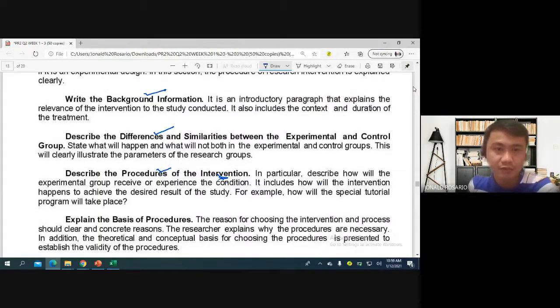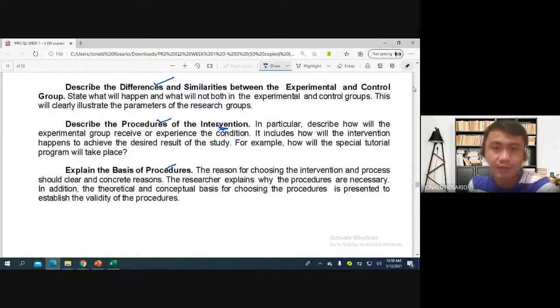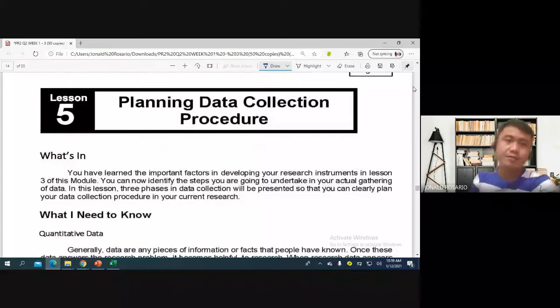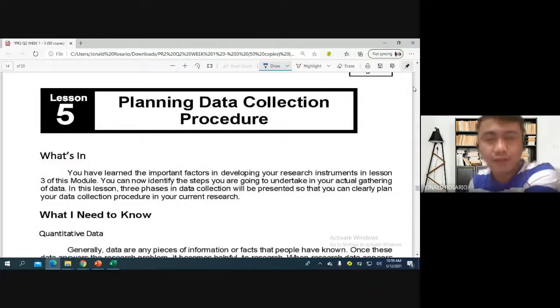Explain din yung procedure. Explain the basis of procedure. Ano yung basis? Anong reason? Kung bakit ito, the reason for choosing the intervention and process should be clear and concrete. And okay, next one, last one. Hindi ko na masyadong diniscuss yung intervention kasi okay naman na tayo dyan.